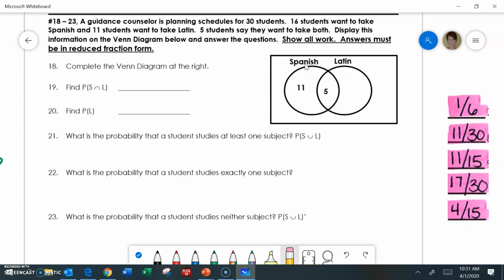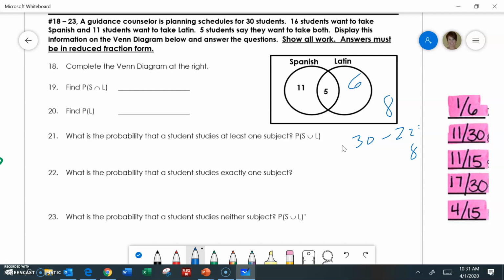So when it says 11 students want to take Latin, we can't just slap an 11 right here. In this circle, we have to say 5 plus what? And so that's why I'm hoping that you put a 6 there. And then if we add up right now 11, 5, and 6, which would give us 22 students, then if we do 30 minus 22, that gives us 8. And so that's why you should have an 8 there. So once your diagram's set up, let's go ahead and answer the questions.